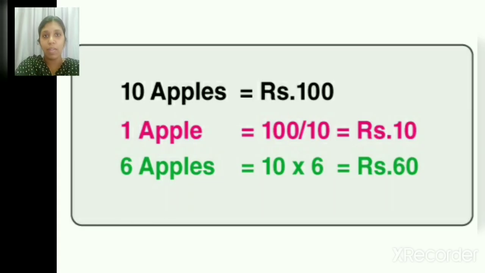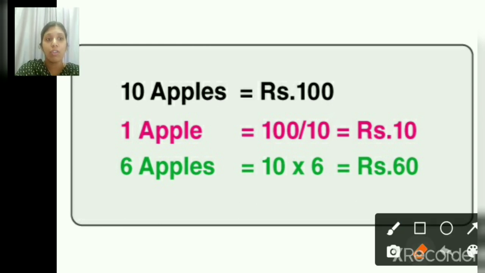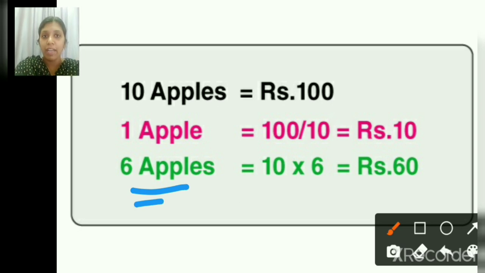I am giving you one more example. Here the cost of 10 apples is given. 10 apples equal 100 rupees. So what is unitary method? First we will find the cost of 1 apple and then we will find the cost of the required quantity. Here we have to find the cost of 6 apples. Before finding the cost of 6 apples we have to find the cost of 1. Yes or no? Only if we find the value of 1, we will be able to find the value of the required quantity given.